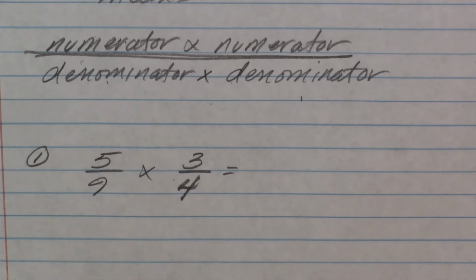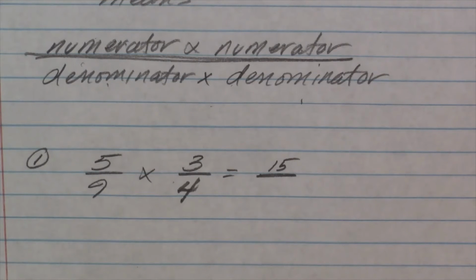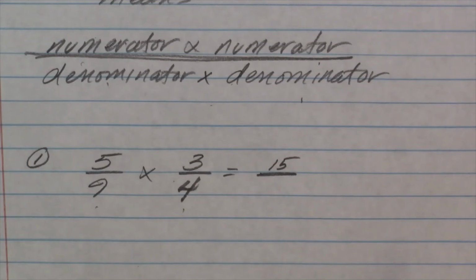5 times 3 equals 15. And forgive me if I'm not skip counting this time. You certainly can, but we're working on a time thing. All right, 9 times 4. Well, I can go 9, 18, 27, 36. 1, 2, 3, 4. That's 36. We'll talk about simplifying this in a minute.